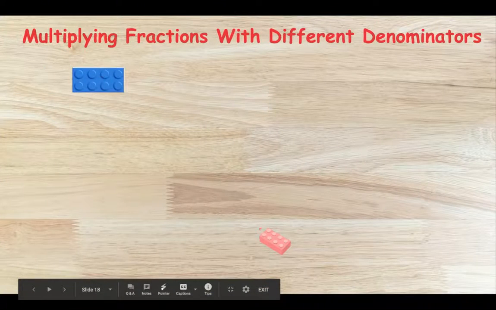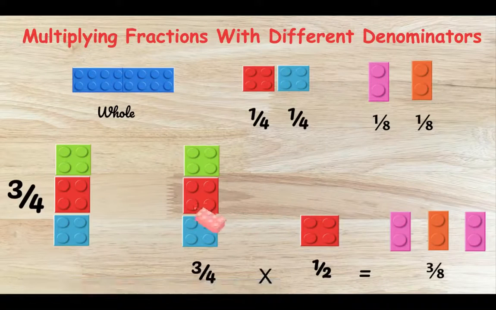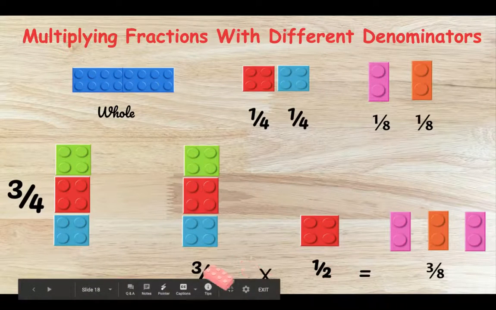Multiplying fractions with different denominators. Here, 3/4 into half. So 4 into 2 is 8 and 3 into 1 is 3. So 3/8.